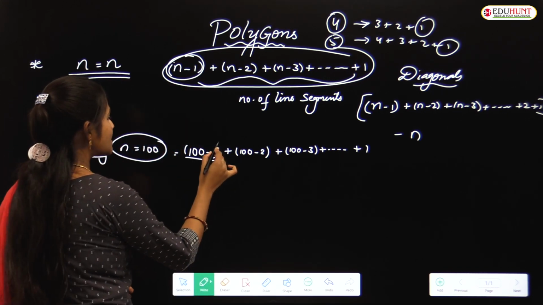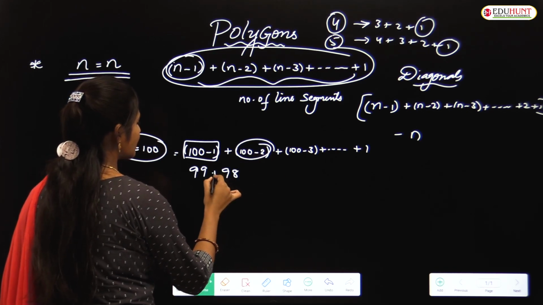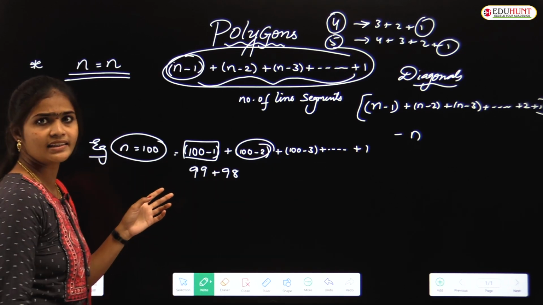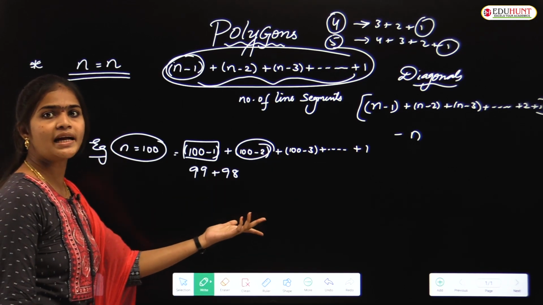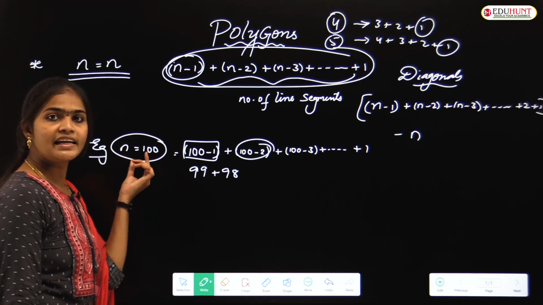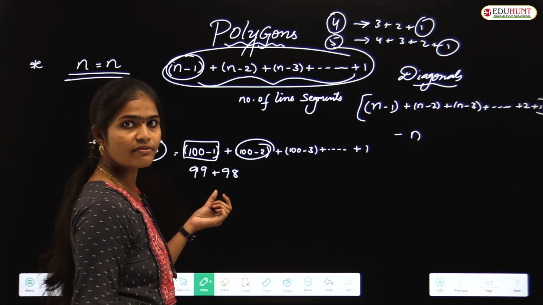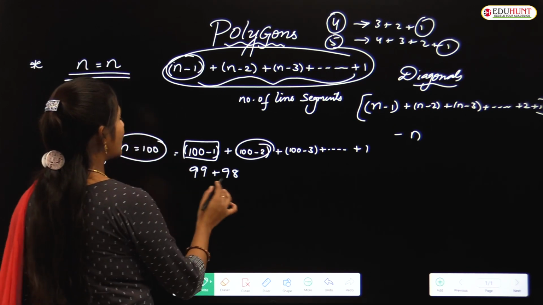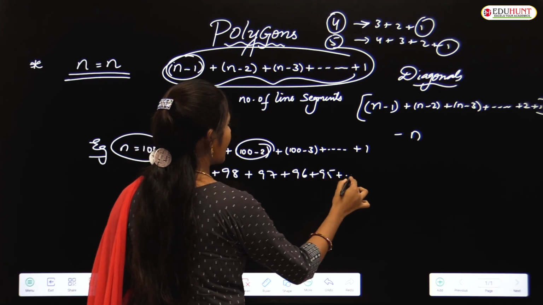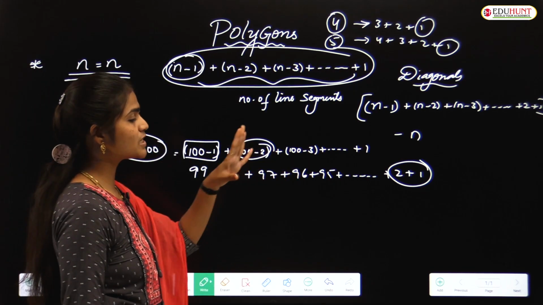So 100 minus 1 is 99, plus 98. Just observe: we need to start from the number before 100 every time, no need to write it out like that. Here 100 means we calculate from 99 onwards. Here 200 means from 199 onwards. For a 50-sided figure, we calculate 49, 48, 47, 46 and so on. So 99, 98, 97, 96, 95 and so on plus 2 plus 1. This is the most important: the last one must end with 1.